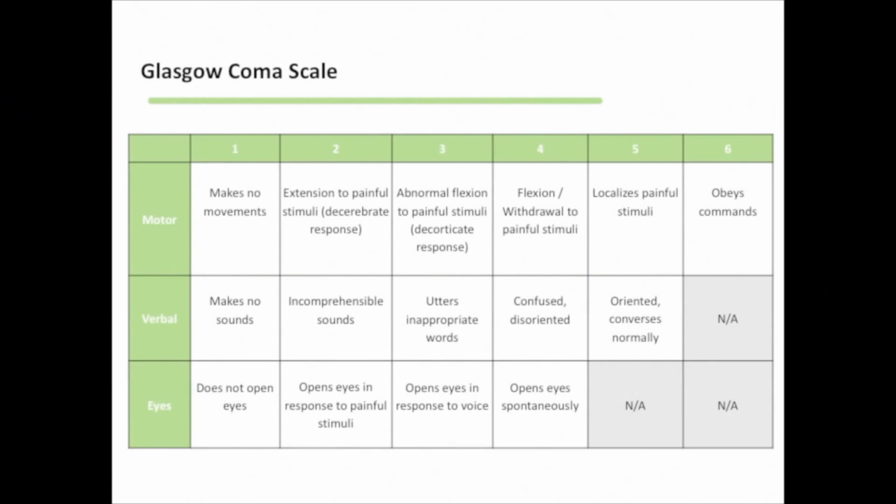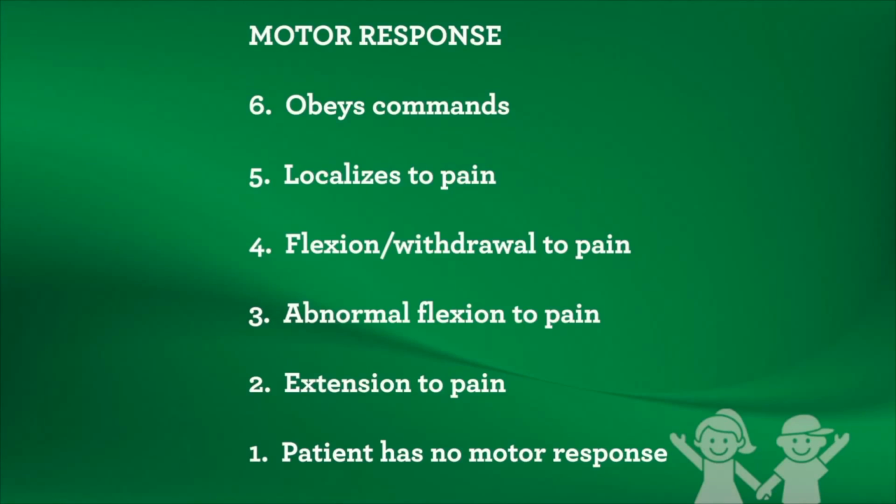There are 3 components: verbal, motor, and eye response. The motor response is the most important, and it's given a scale from 1 to 6. 1 being no response, 6 being a motor response that can follow commands. For example, you'd ask that person to raise their left hand, and they'd raise their left hand. That would be a motor score of 6 versus somebody who has no response at all.